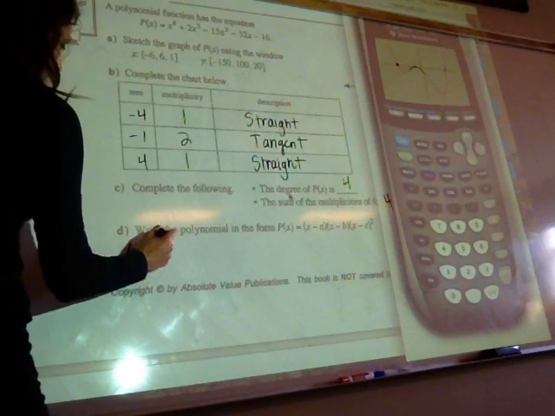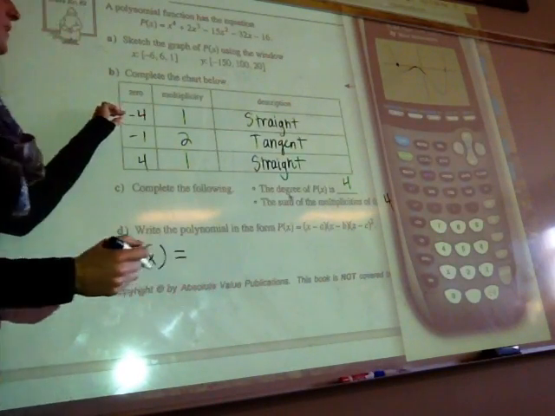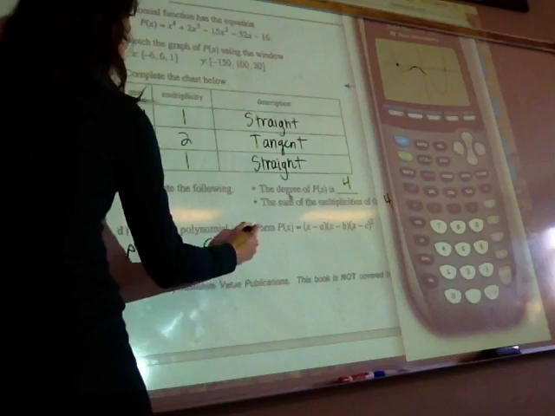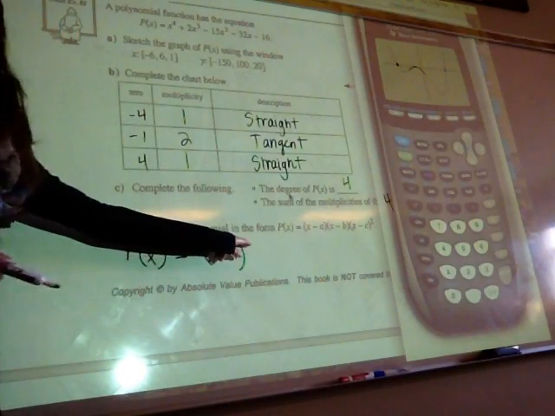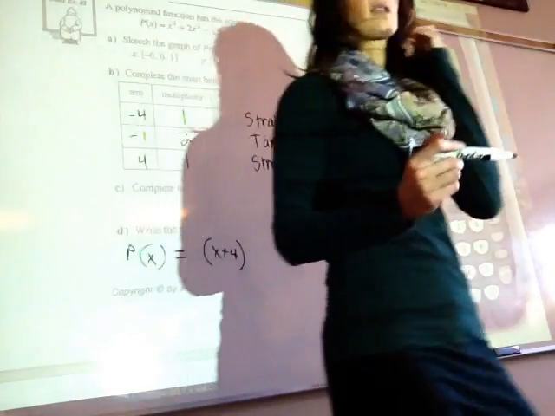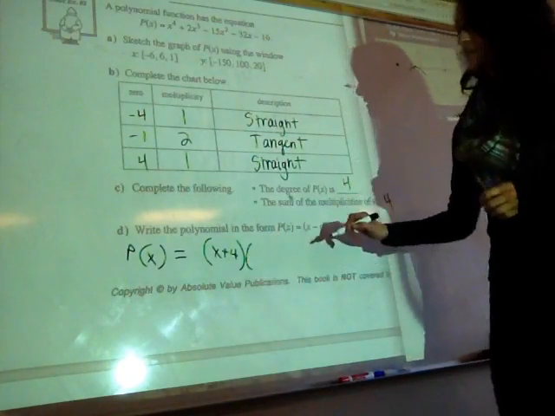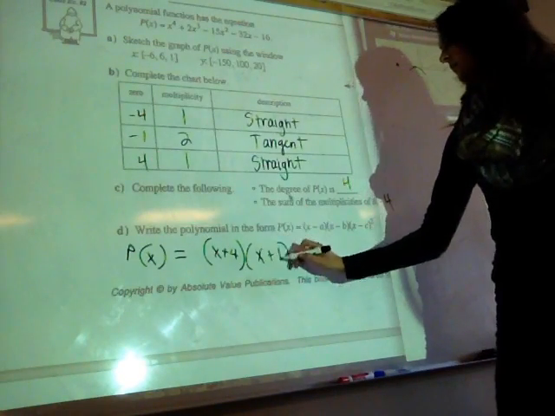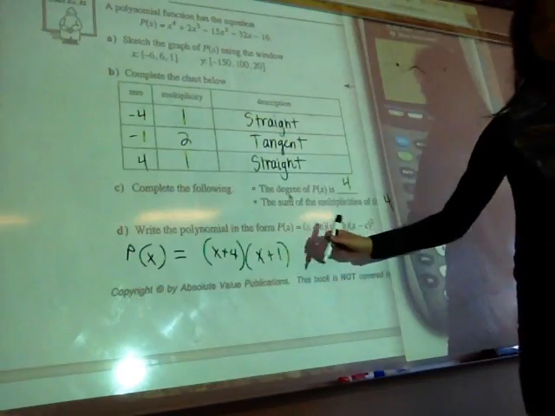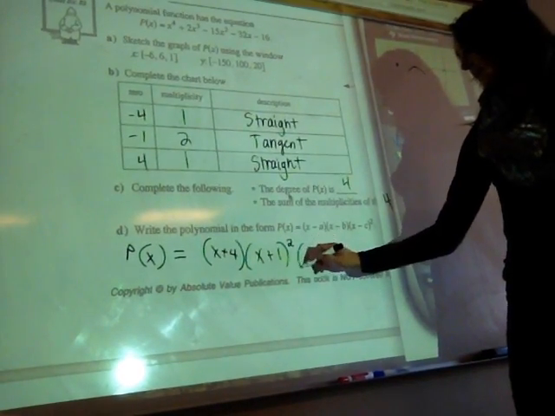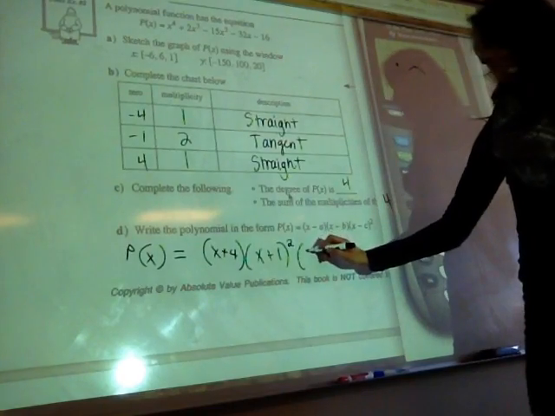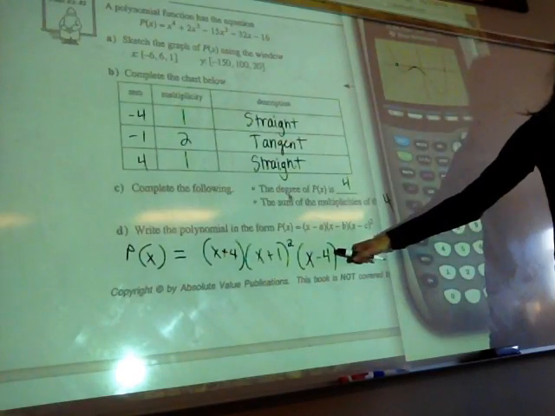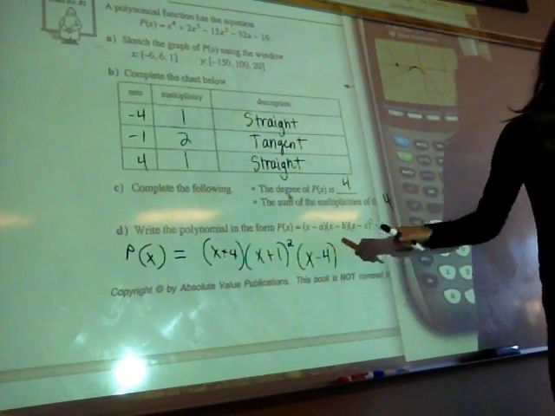We have a polynomial. Okay, and from the first 0, with multiplicity 1, I will have a factor of x plus 4. And because the multiplicity is 1, my exponent will be 1. From the second 0, we have -1. The factor will be x plus 1. But the multiplicity is 2, so what's my exponent? 2. And lastly, we had a 0 at 4, so my factor will be x minus 4. Multiplicity 1, so my factor has an exponent of 1.